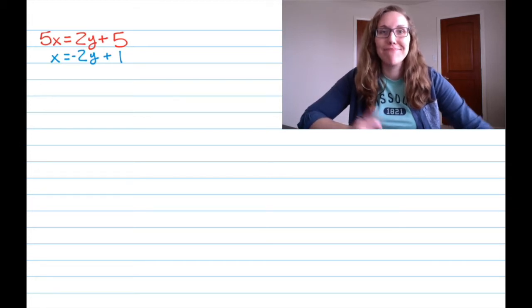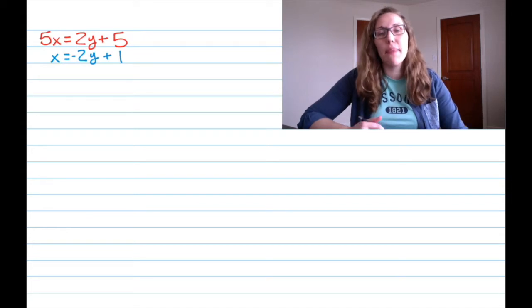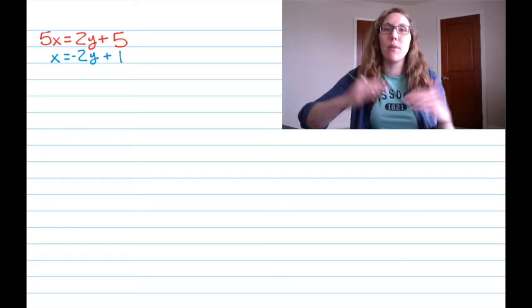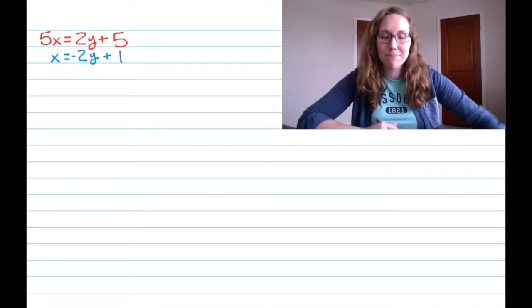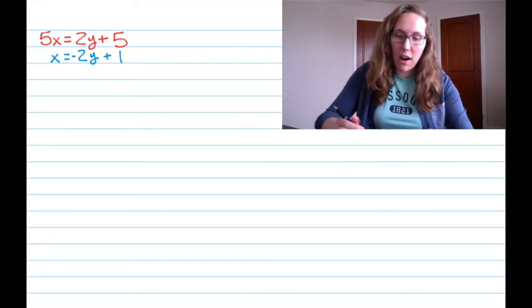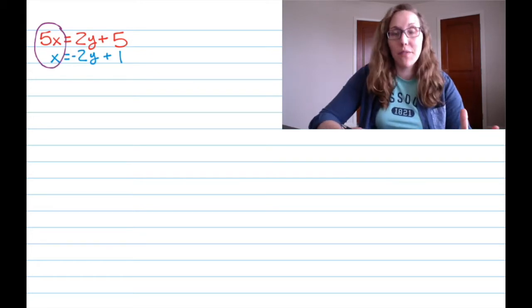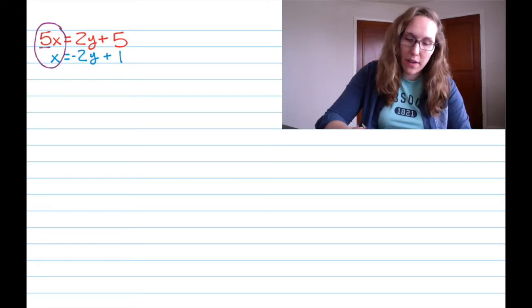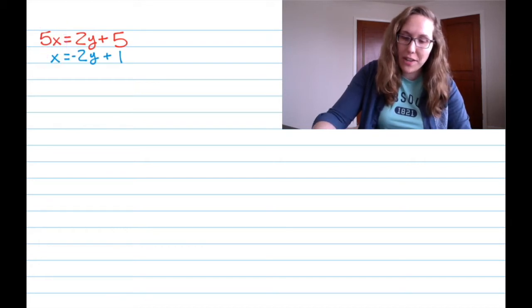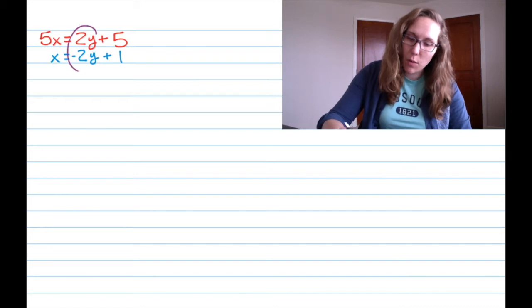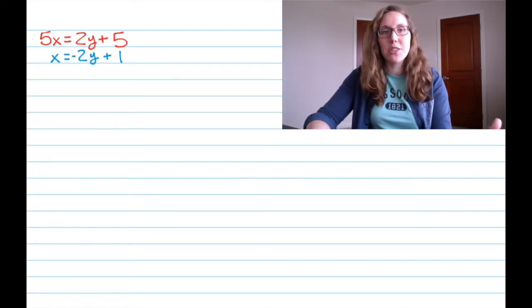So let's get started. The first thing we're going to do is look for matching coefficients, and then based on their signs, we're going to decide whether we're going to add or subtract our two equations. First we look at our x terms here, and we do not have matching coefficients. We have a 5 and nothing in front of this x, which is really a 1. So we don't have any matching coefficients there. Next we look at our y terms, and we have a 2 and a -2. Even though this is a negative, we still have 2's, which are matching coefficients.